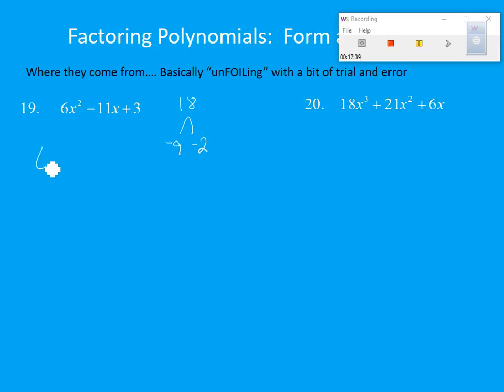I'm going to write this as 6x minus 9, 6x minus 2, all over 6. But notice that 6 doesn't go into 9, it doesn't go into 2. So I'm going to split up the 6. I'm going to think of 6 as 3 times 2. Now I'm going to have 2x minus 3 and 3x minus 1. You can always check these by FOILing them out.